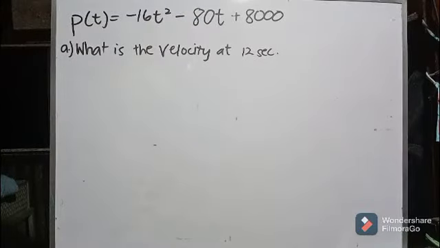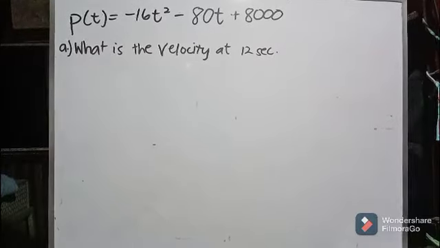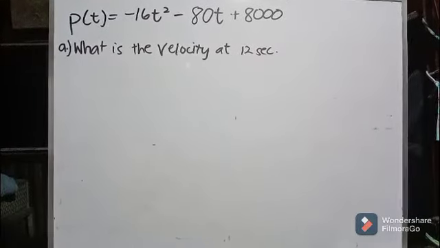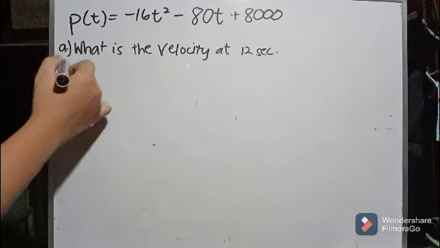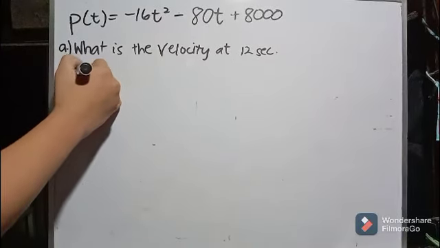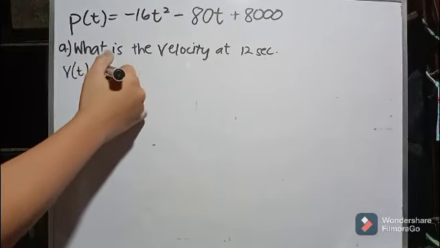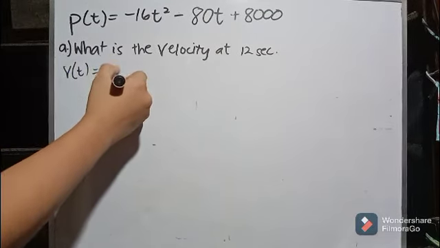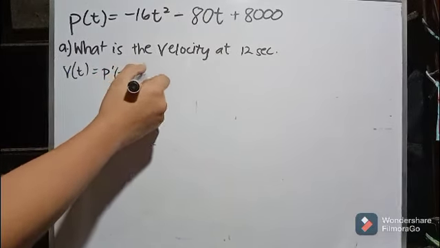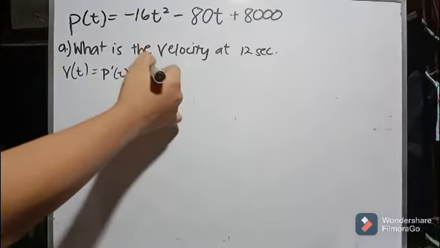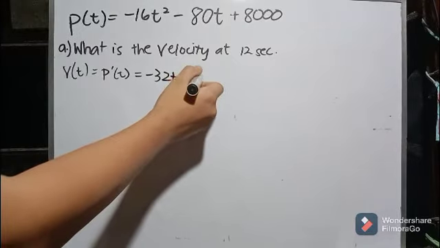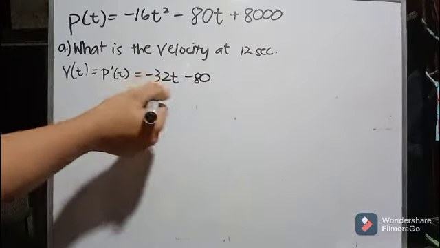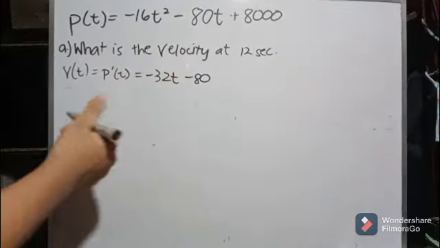The question A is, what is the velocity at 12 seconds? So to get the velocity function, we need to get the derivatives of P of T. So V of T is equals to P prime of T is equals to negative 32T minus 80. So V of T is equals to negative 32T minus 80.